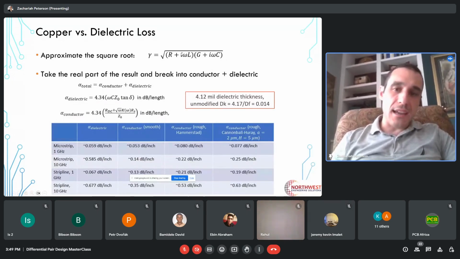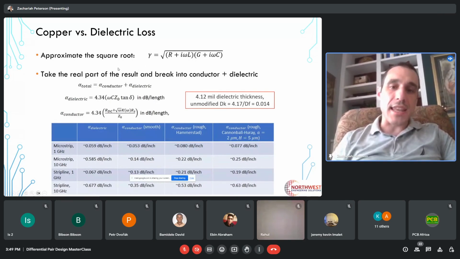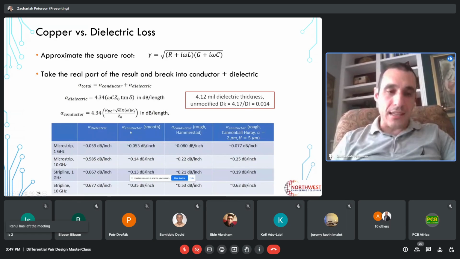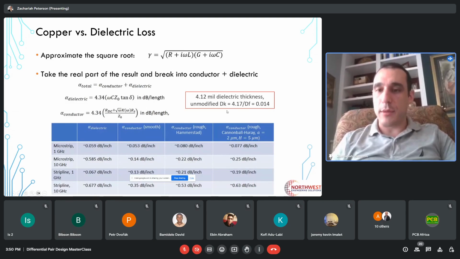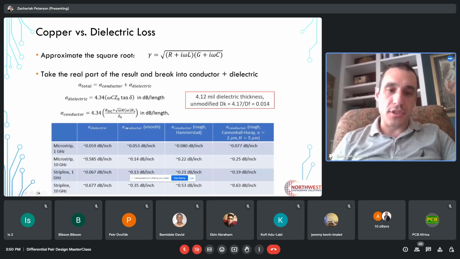If we take the product of these two things, take the square root of this complex function, and then break that into a real and imaginary part, we basically get these two terms for a dielectric loss and a conductor loss, in dB per length. And you can plug in some numbers here for different loss tangent values. Here I'm just using an example, Dk 4.17, Df 0.014, and then different roughness values corresponding to, for example, these two different models.